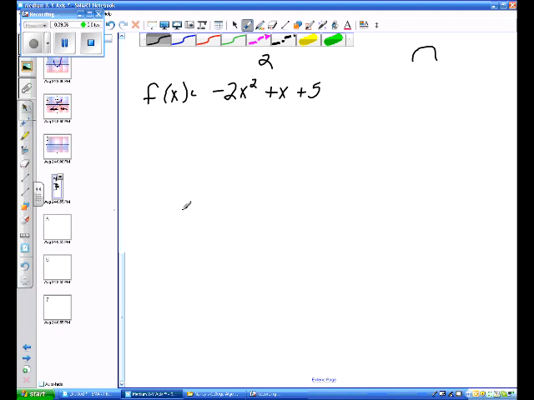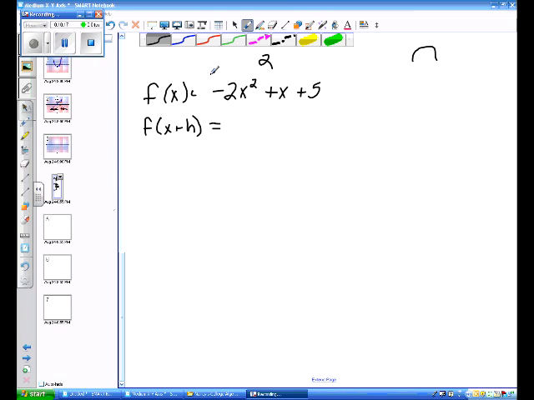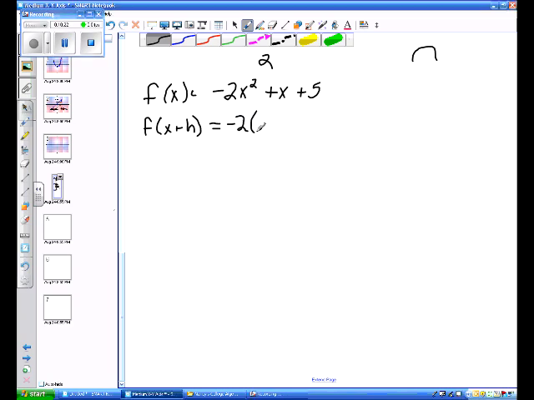So we've got our equation here. First of all, let's find out what f of x plus h is. It may be easier just to do this first instead of trying to do it all in our equation as we go through. What that means is take the function f of x, and wherever there's an x, we're going to plug in x plus h. So we have negative 2 times x plus h squared plus x plus h plus 5.